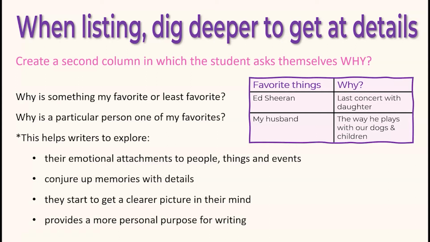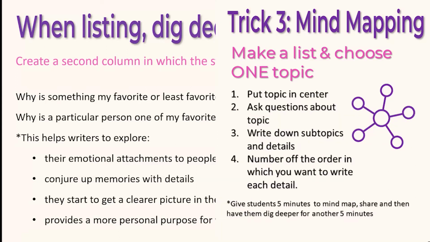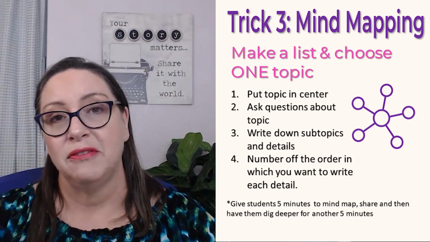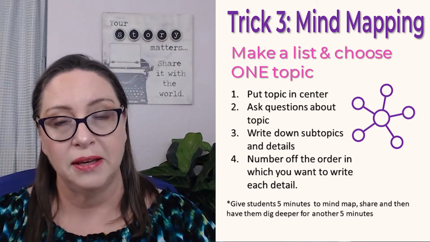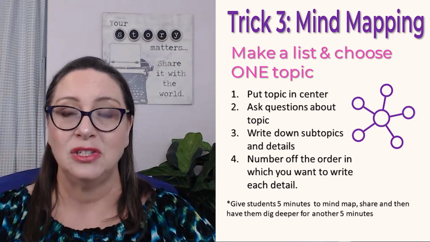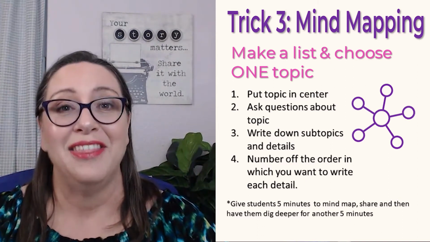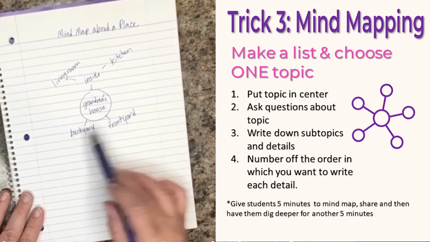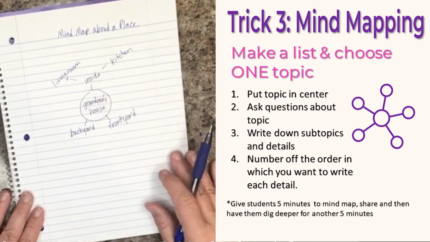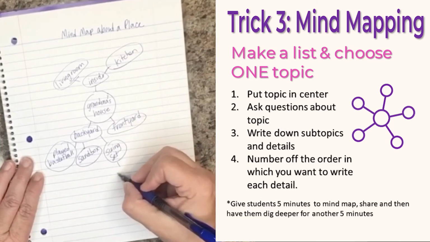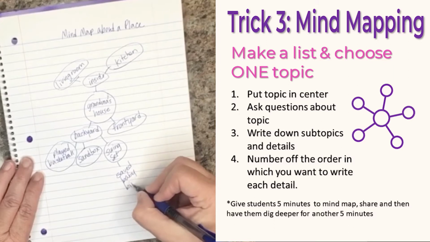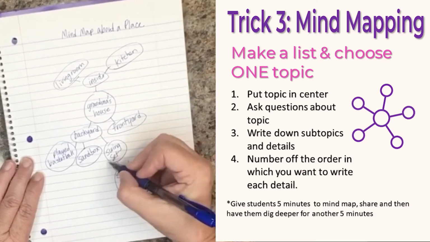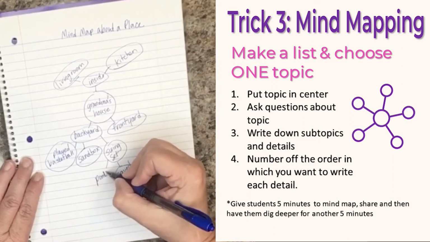It provides a more personal purpose for writing as well. The third writer's trick is mind mapping. So once students have made their list, they choose one of their topics. They put that topic in the center of the page. And then after that, they put out these little lines. It looks like a spider's web when they're done. And from each one of those lines, they put a different idea. And from each of those separate ideas or subtopics, they put even more details. So they get more specific as they go out into the web.